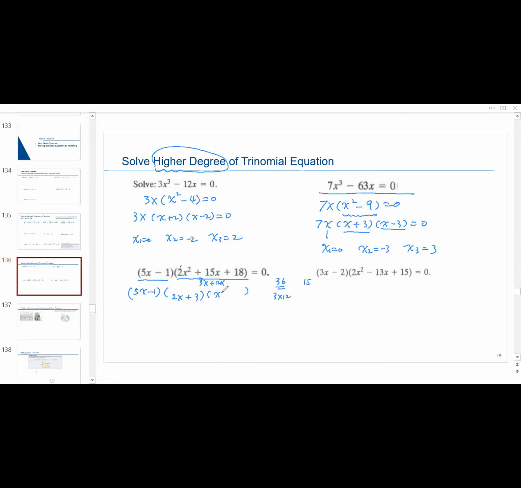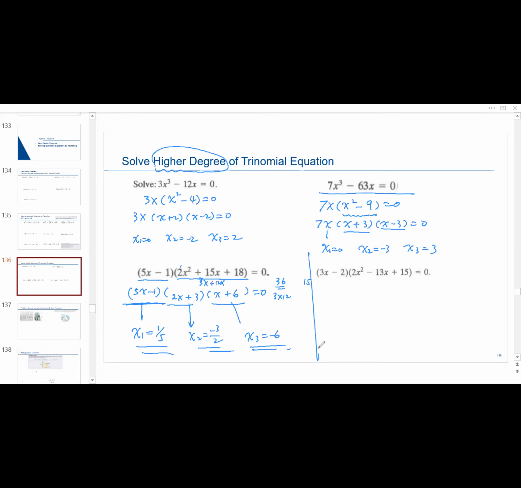So 2x plus 3, and x plus 6, right? Equals 0. So actually you can see this is 3 factors. Let's double check this part. 2x squared, 12 plus 3, 15, right? And 18. So you've got it. If the first factor becomes 0, x1 equals 1 over 5. If the second factor becomes 0, x2 becomes negative 3 over 2. And if you make the third factor equal 0, x3 equals negative 6. So I have 3 solutions, right?